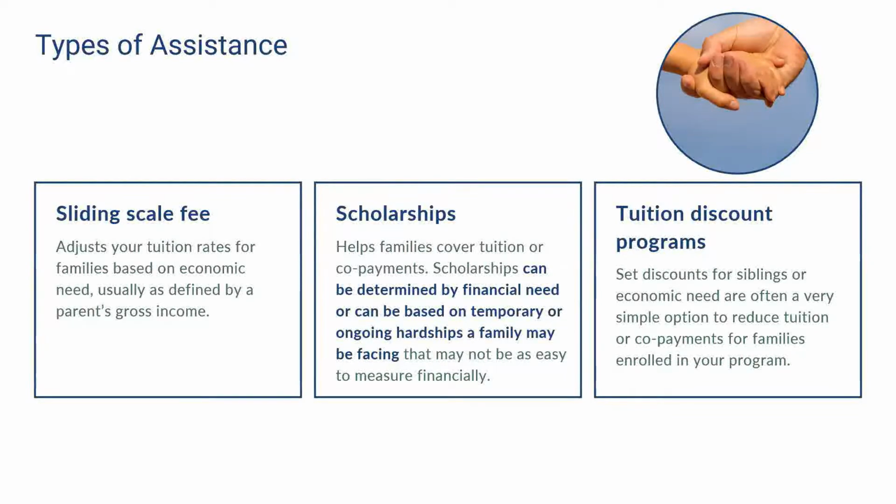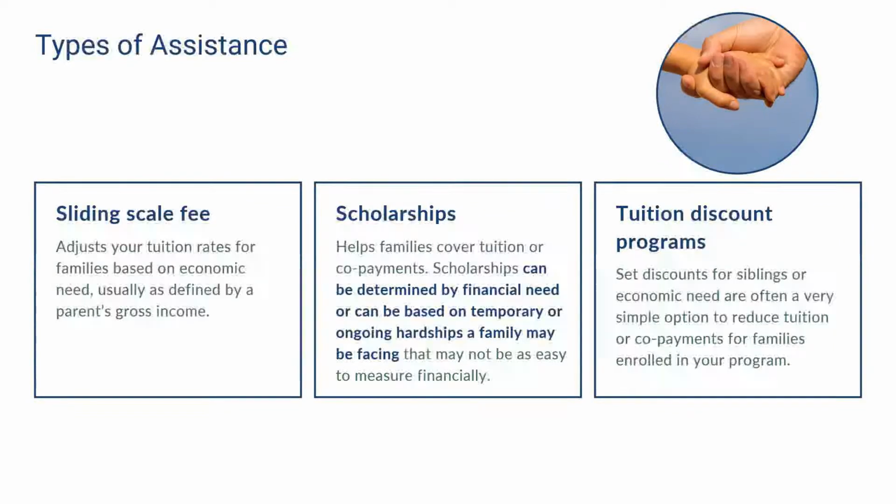Scholarships can be offered to help families cover your tuition or co-payments. Scholarships can be determined by financial need or can be based on temporary or ongoing hardships a family may be facing that may not be as easy to measure financially, such as COVID-19. For example, a family might experience an influx of medical bills that creates additional hardship and stress on them for a period. In this example, even though they might be receiving the same wages, their costs have gone up as they face large medical expenses. So having a scholarship policy could help offset some of those costs and provide temporary relief for families that are going through those hardships.